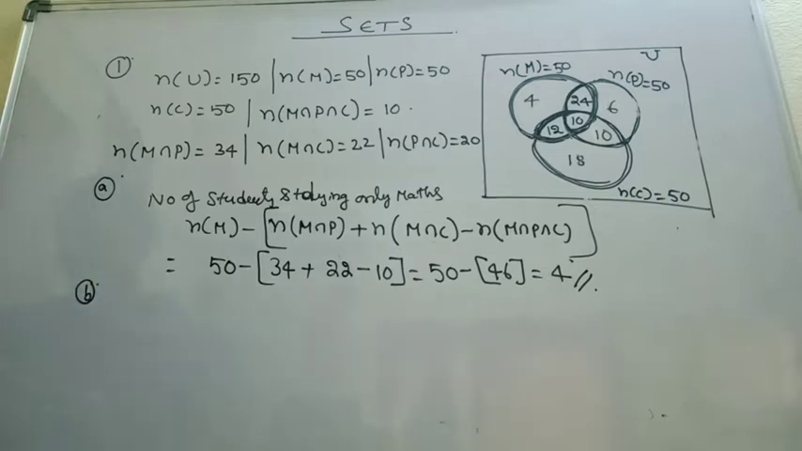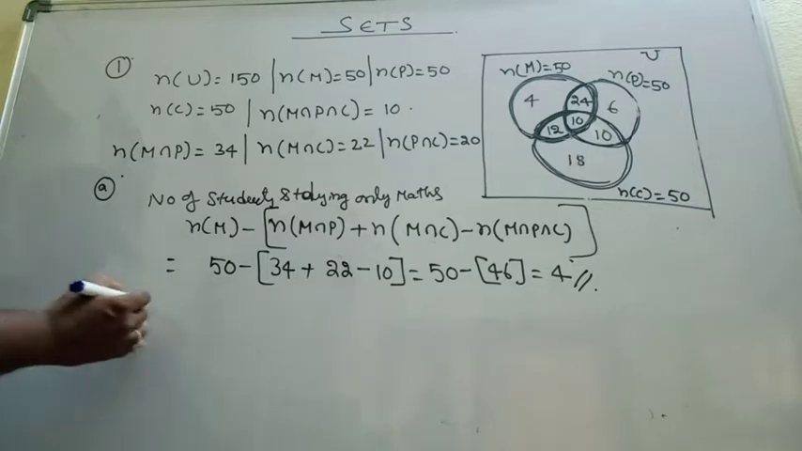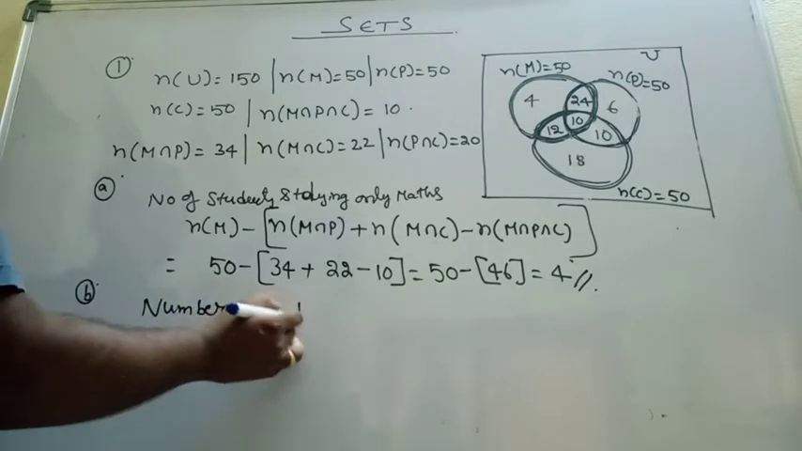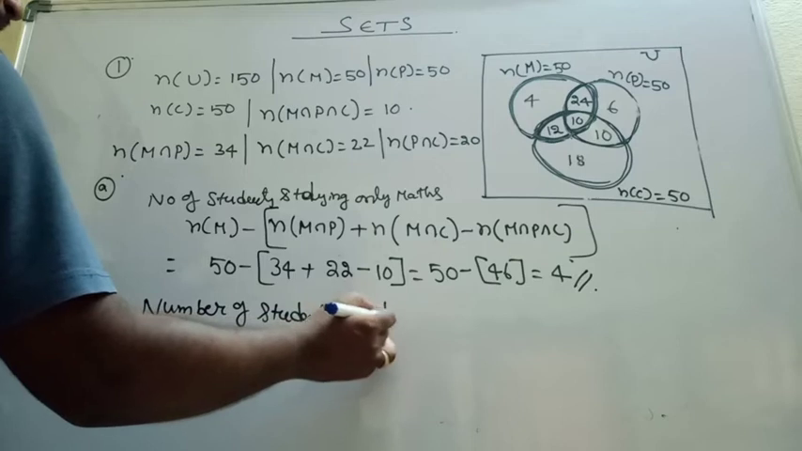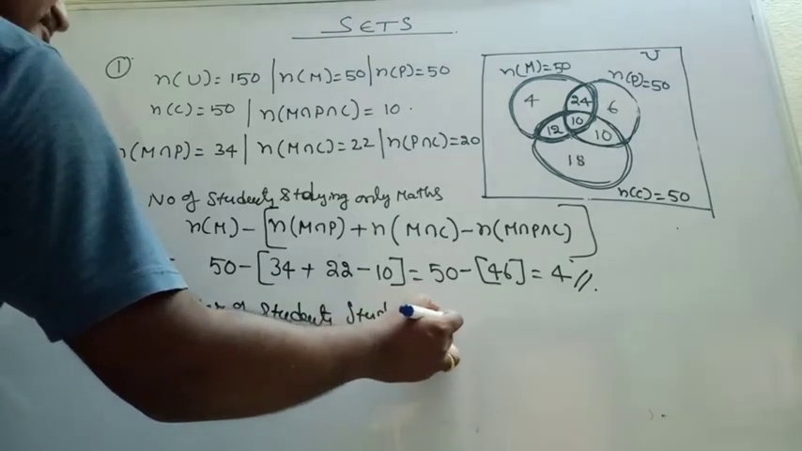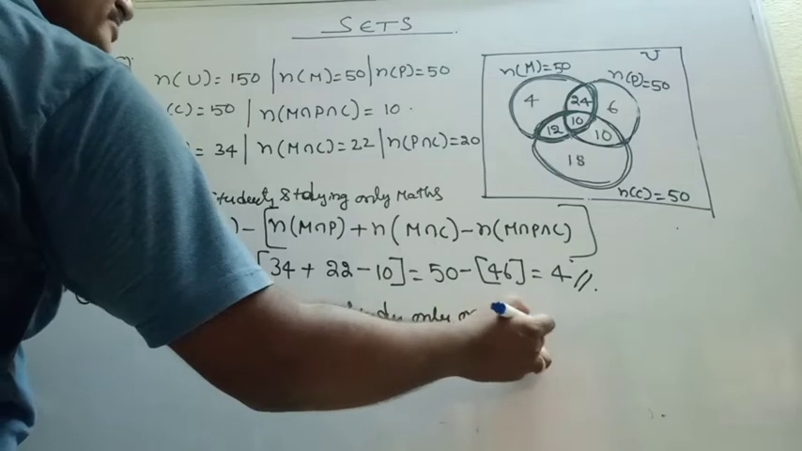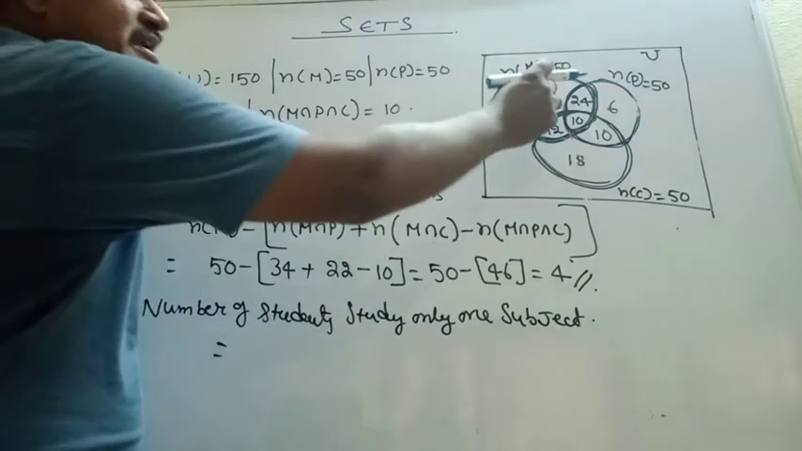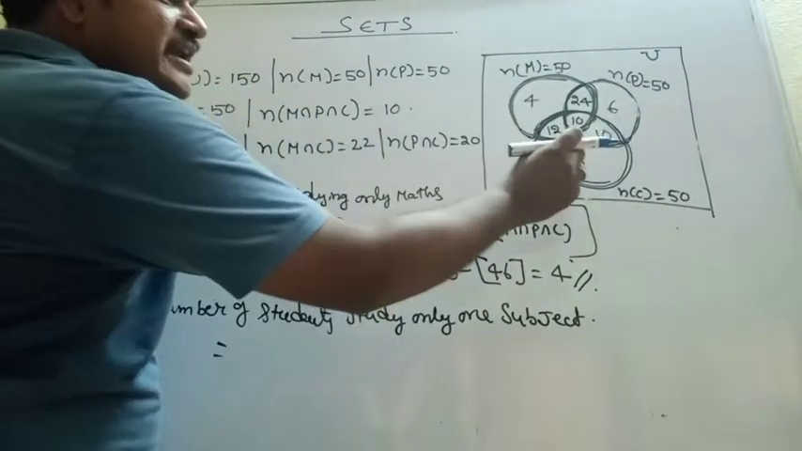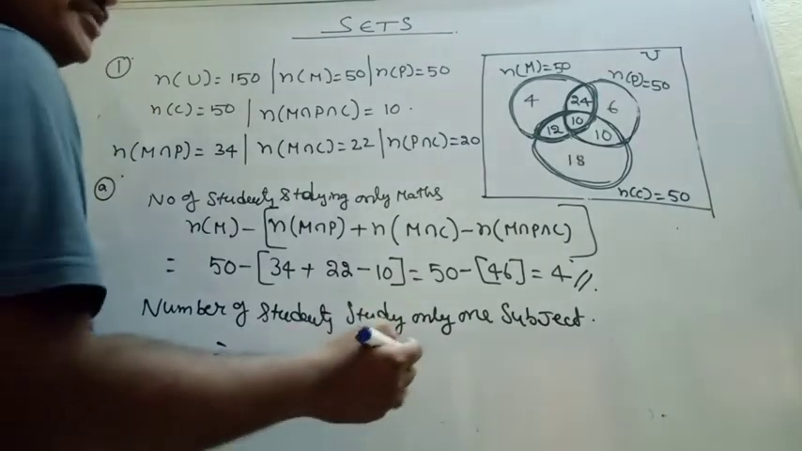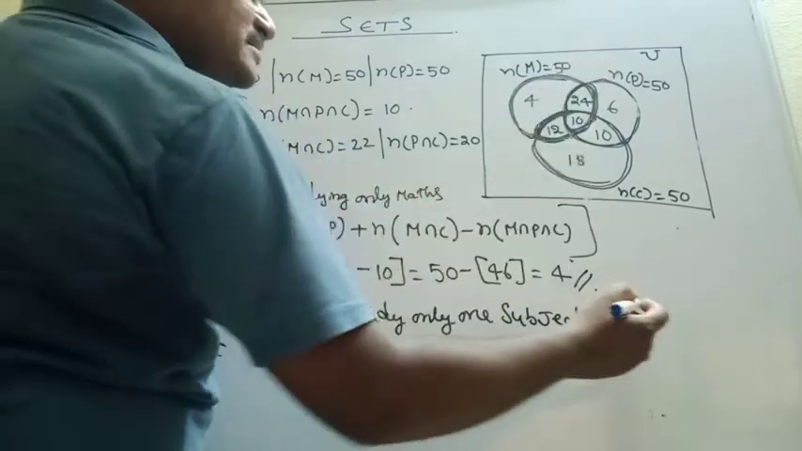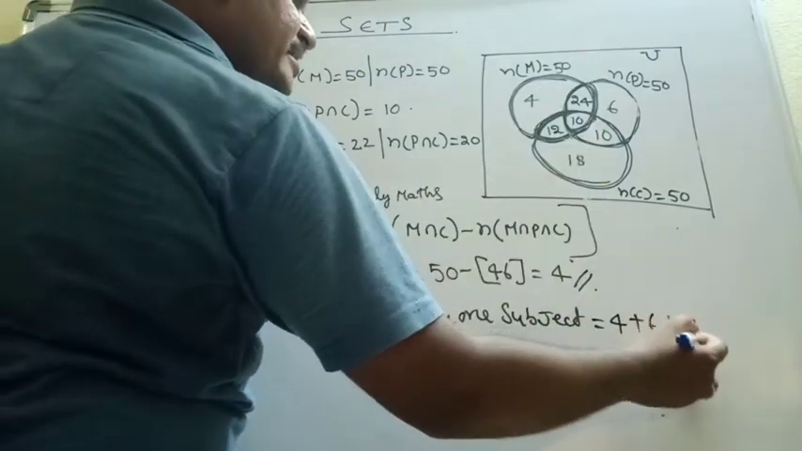The next one you have here: find the number of students who are studying only one of the subjects. Number of students who study only one subject. That is very simple, my dear students. Only maths 4, only physics 6, only chemistry 18. Therefore, here I will write only maths is 4, only physics is 6, only chemistry is 18.